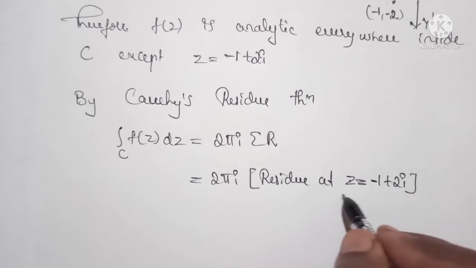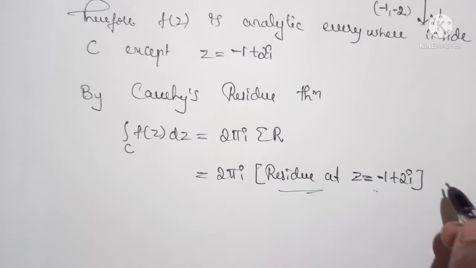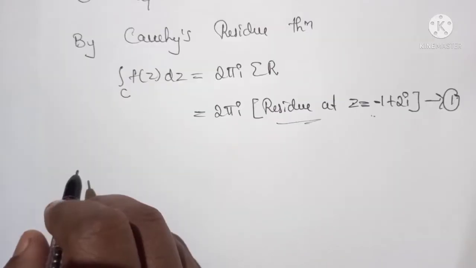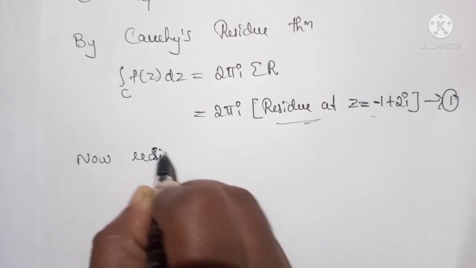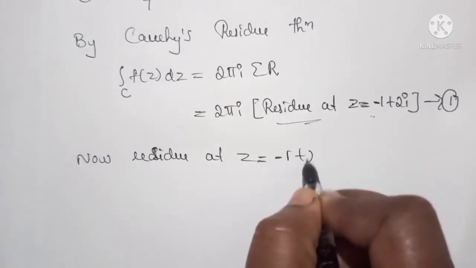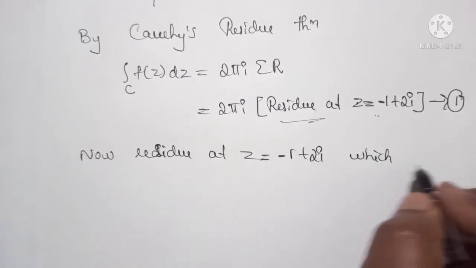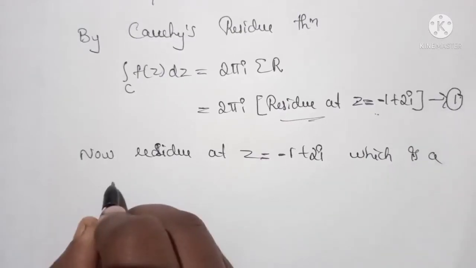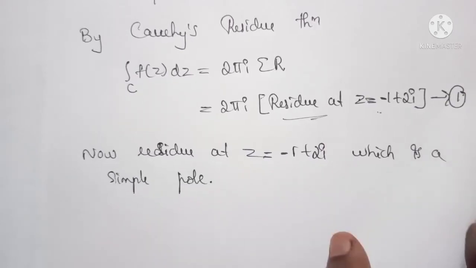Okay, so now we have to find the residue of f of z at z equals minus 1 plus 2i. We may consider this as equation 1. Now the residue at z equals minus 1 plus 2i, which is a simple pole, because here the power is 1.